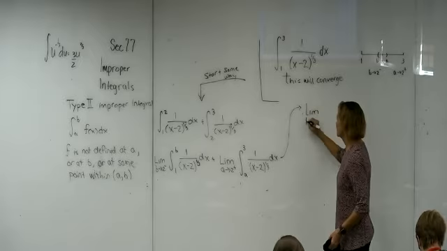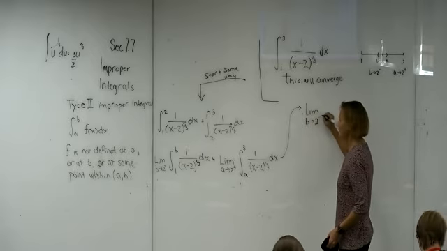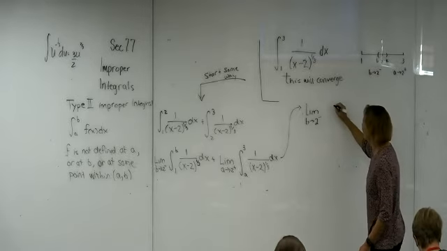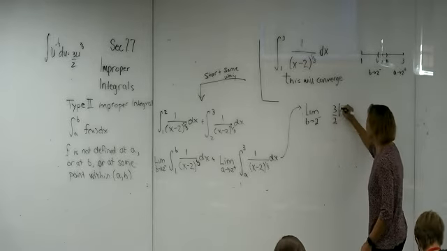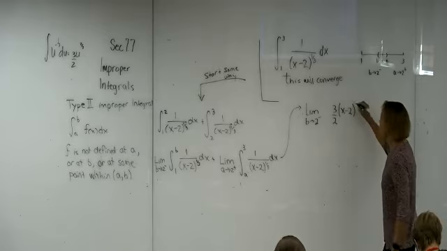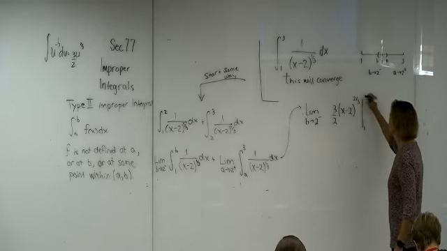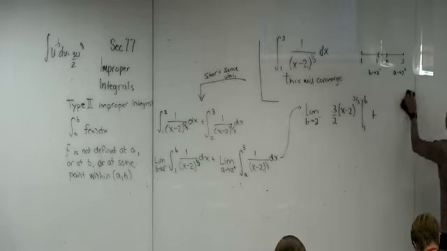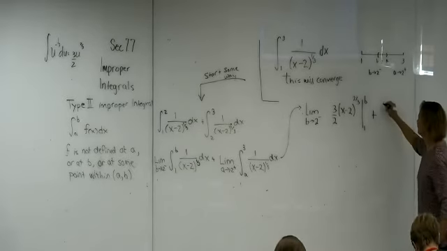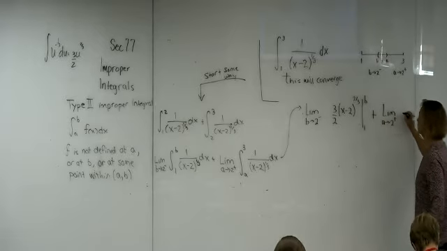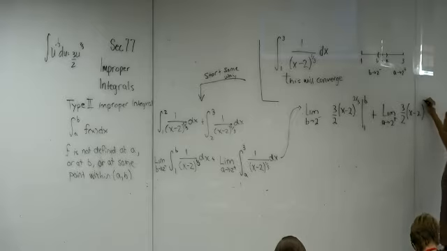Continue with my limit, b is going to go to 2 from the left. And I said when I integrate that, I get 3/2, u is x minus 2, 2/3 power, to be evaluated from 1 to b. And then I get the limit as a goes to 2 from the right. Same antiderivative, 3/2, x minus 2 to the 2/3 from a to 3.